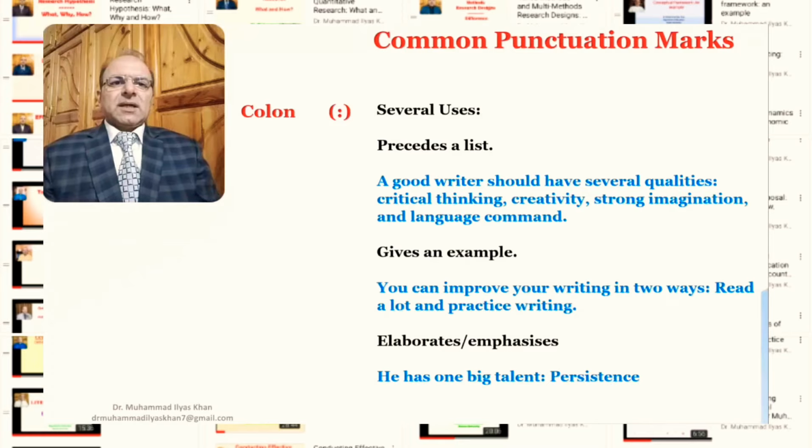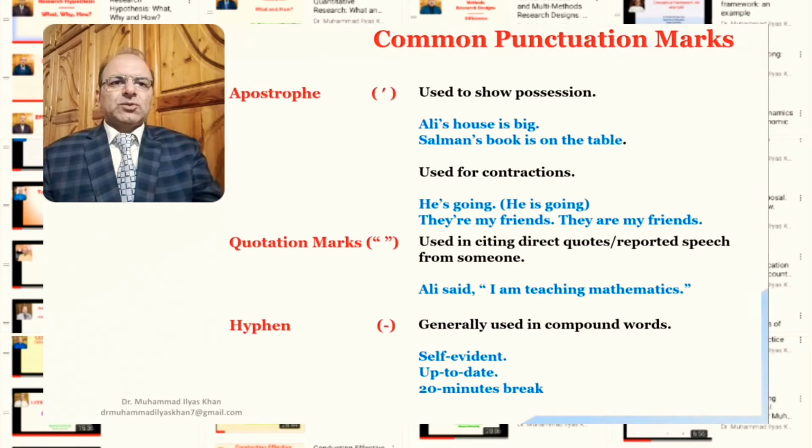Then the other important use is to give an example. For example, you can improve your writing in two ways. So we are elaborating on this. We put a colon, and then: read a lot and practice writing. And also we generally use a colon to elaborate on something or to emphasize. For example, he has one big talent, and then we put a colon, and this colon actually means that we are emphasizing or elaborating: persistence. So that's the use of the colon.